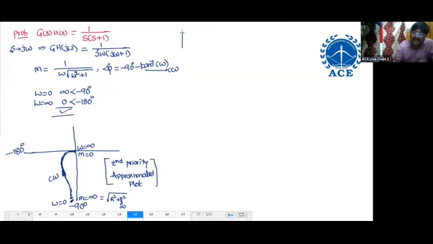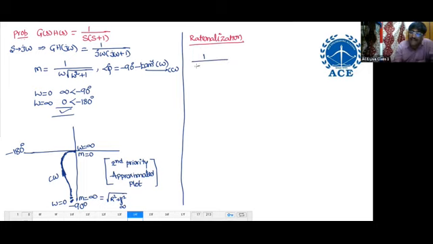So, how to find the rectangular coordinate? You have to do the rationalization. 1 by j omega into 1 plus j omega, multiply and divide with 1 minus j omega.